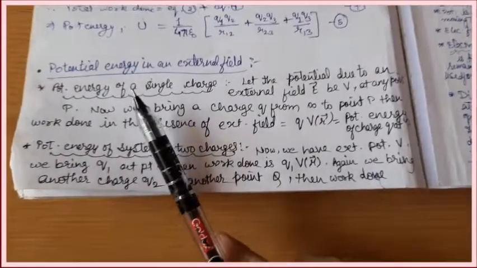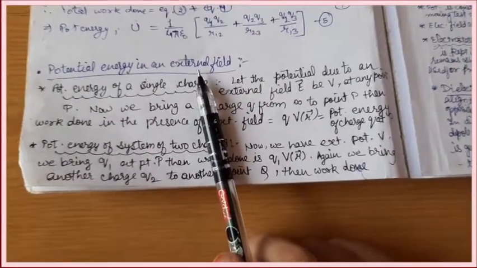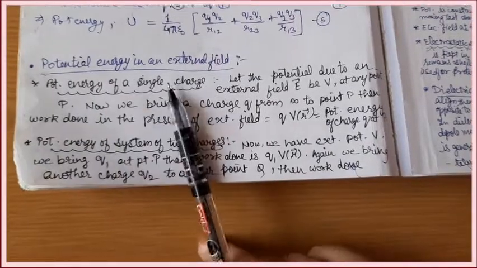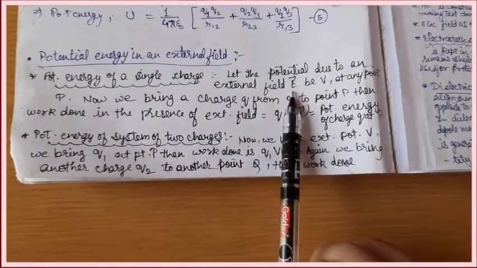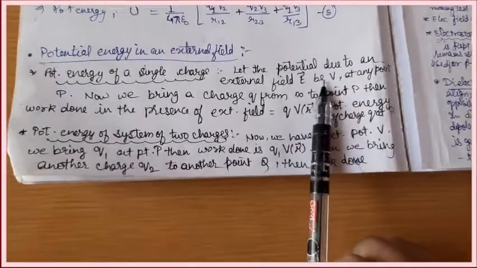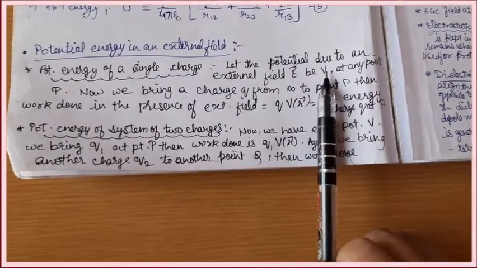Next we determine the potential energy in an external field. That means when there is an external field present. So first case, potential energy of a single charge. That means there is an external field E and its potential is V, because whenever there is an electric field, there is an associated potential with it.